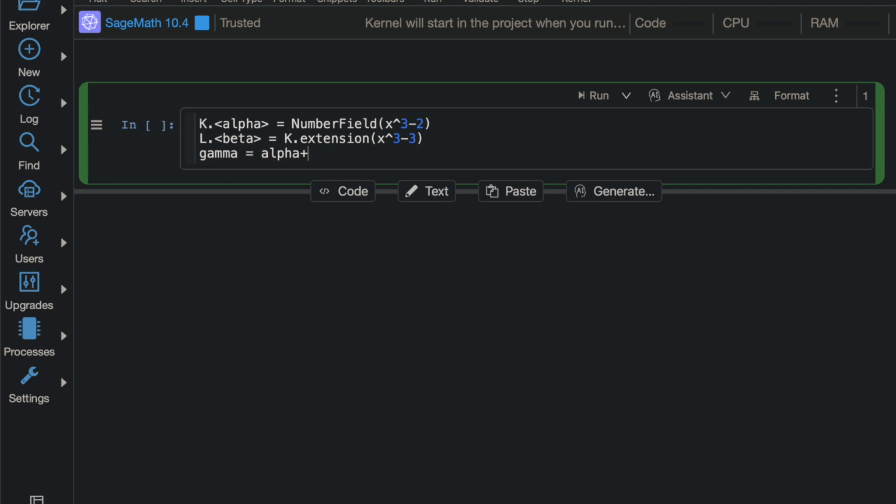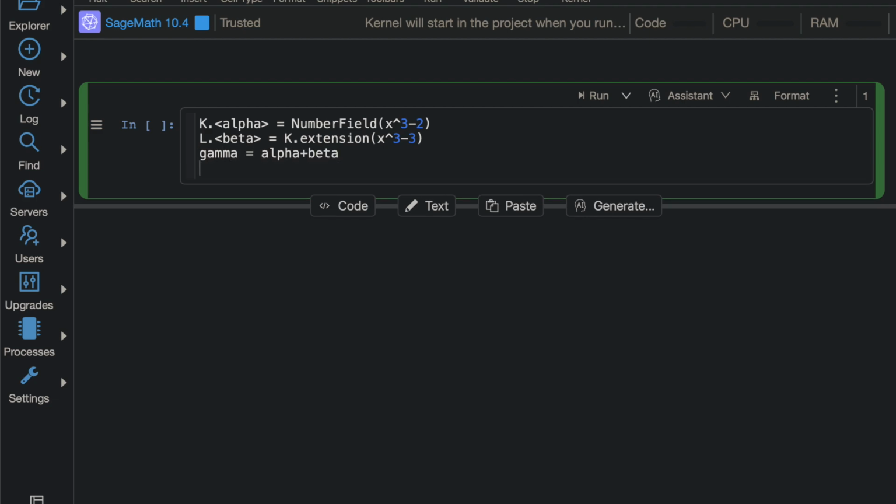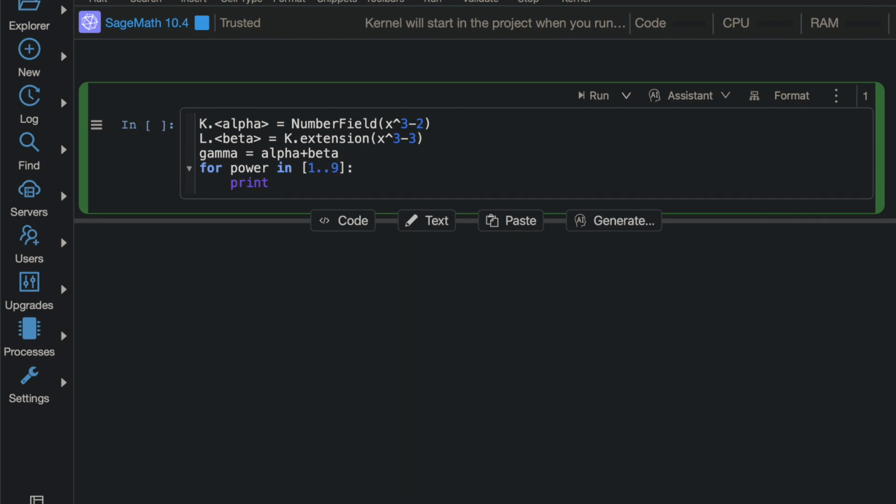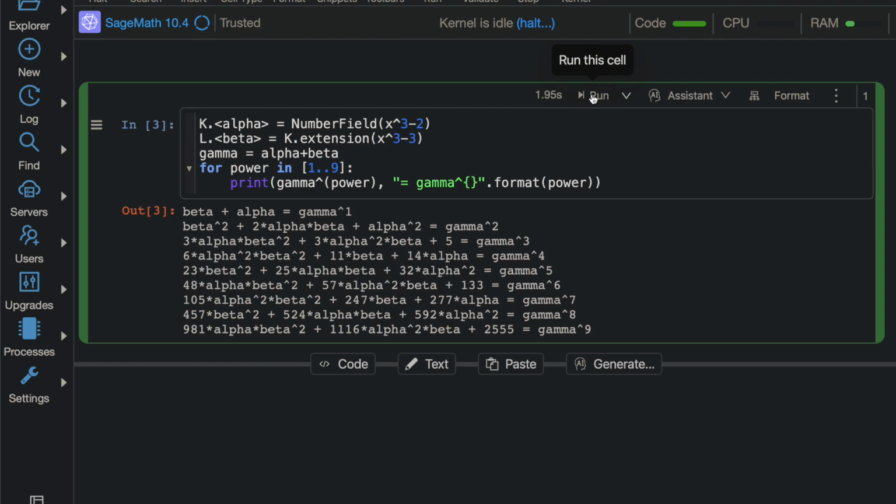Now that Sage knows what alpha and beta are, we can define gamma, which is the sum of alpha with beta. This is the main reason why I wanted to use the computer to do this: computing these powers of gamma would be awful. We're going to raise it to the 9th power, but the computer can do this very quickly. In a moment, we'll have the computer print out the outputs that show us the powers of gamma in terms of these multiples of alpha and beta.